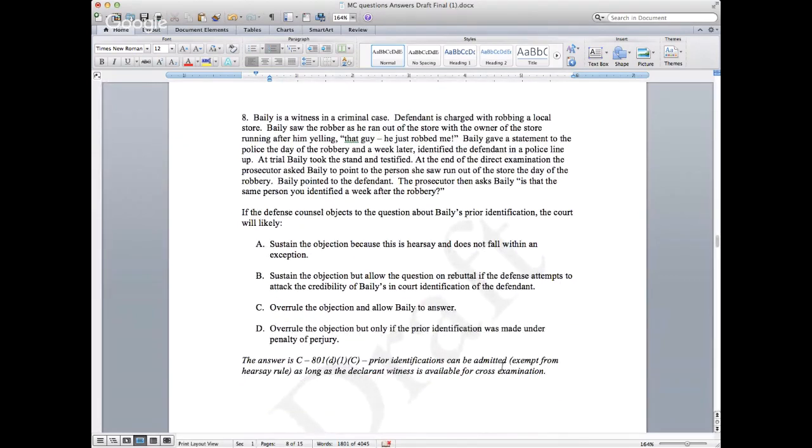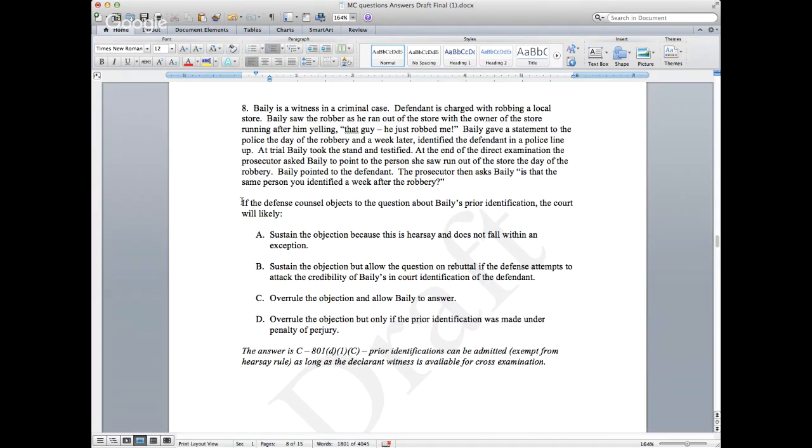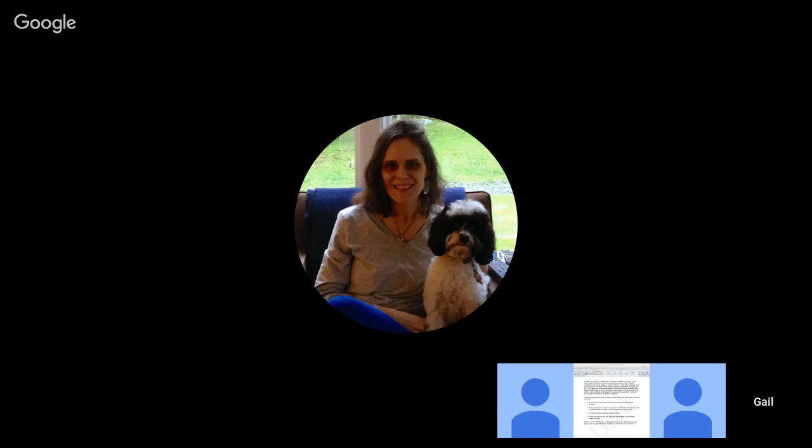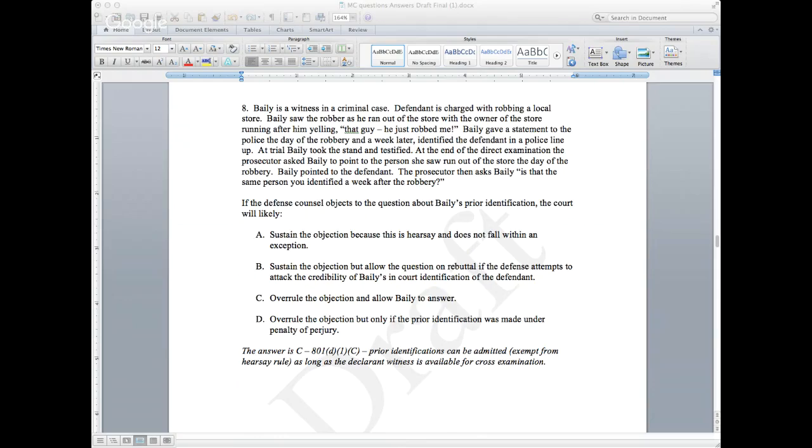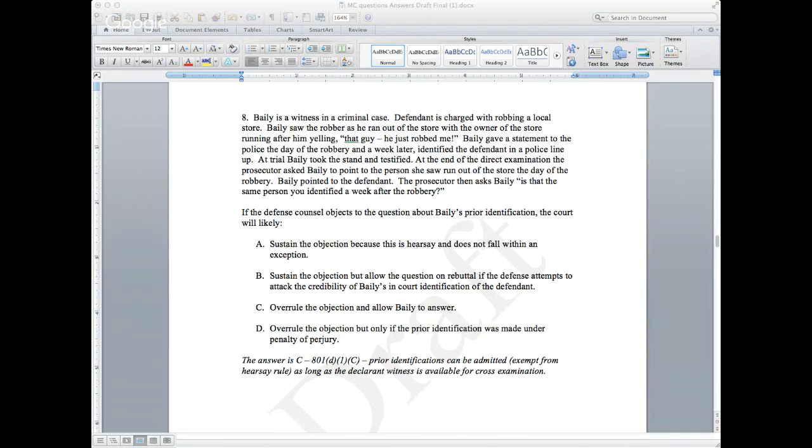All right, I'm going to try to read this one slower because I fumbled through that last one so poorly. Question 8. Bailey is a witness. I'm sorry. I'm just reading from the top, going right to the bottom. If the defense counsel objects to the question about Bailey's prior identification, the court will more likely. Sorry, I muted myself.